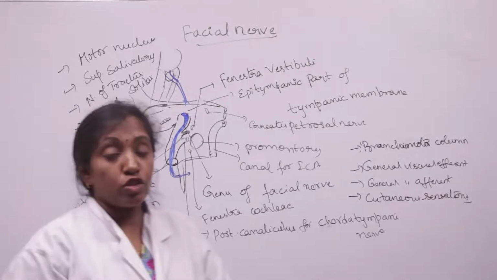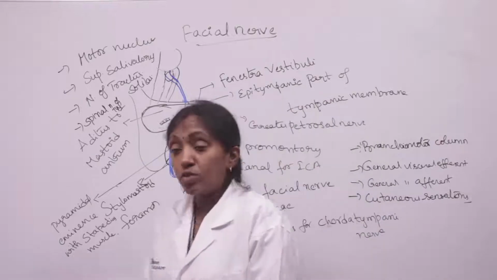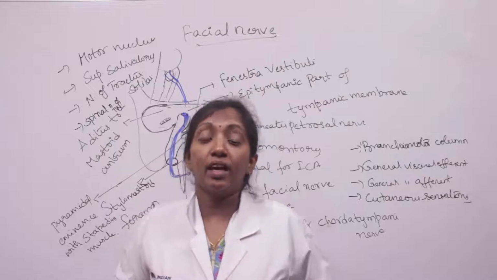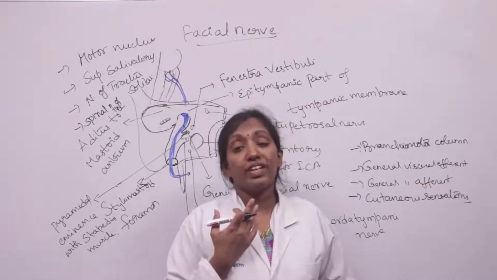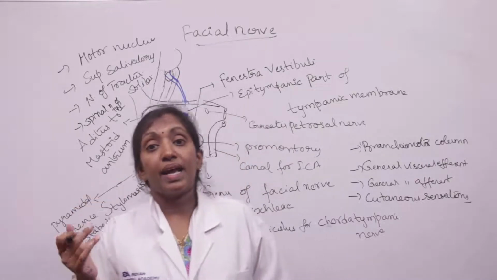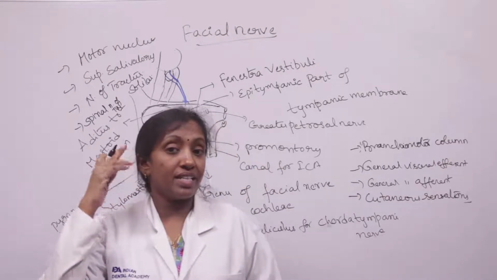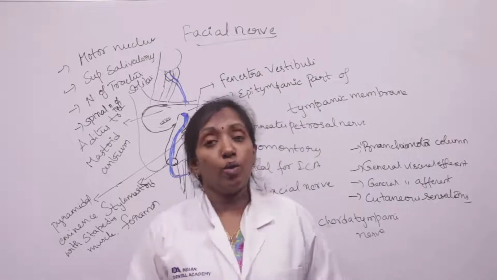Okay, the motor nucleus is situated in the lower part of the pons. The superior salivatory nucleus conveys preganglionic fibers. We know that the motor nucleus supplies the branchial musculature. It supplies the muscles of facial expression, the platysma, the buccinator muscle, and also the auricular muscles here. So the motor nucleus is situated in the lower part of the pons.